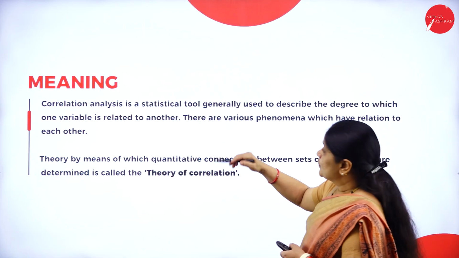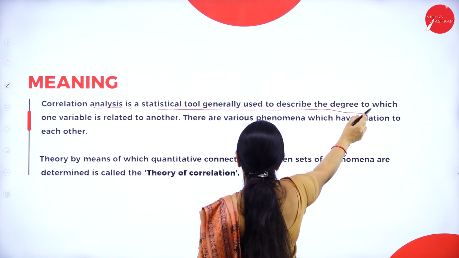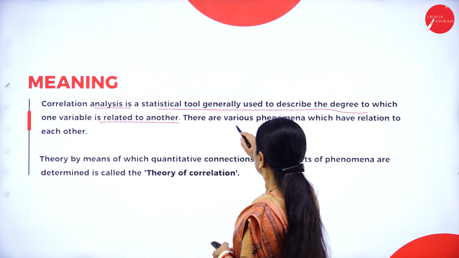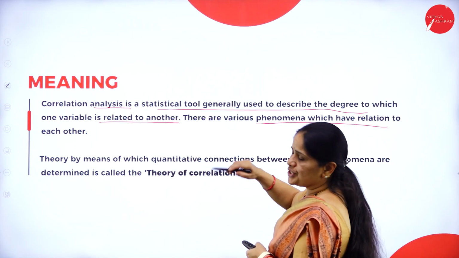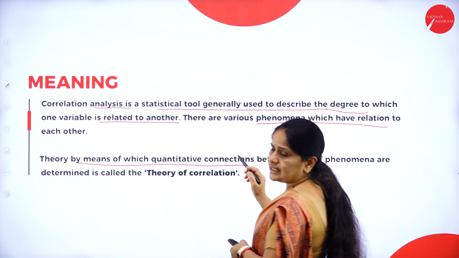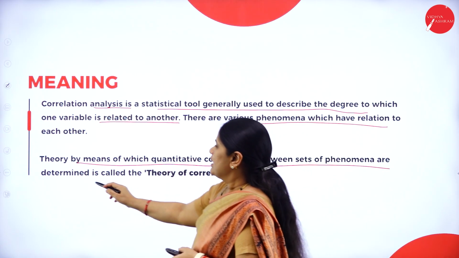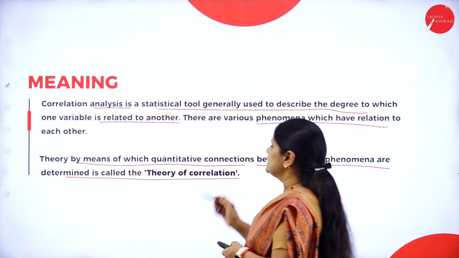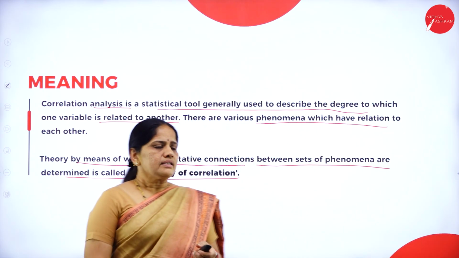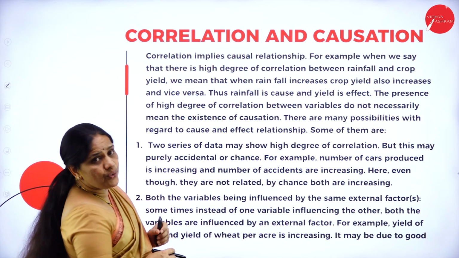Now, we have the meaning of correlation. Correlation analysis is a statistical tool generally used to describe the degree to which one variable is related to another. There are various phenomena which have relation to each other. It is a theory by means of which the quantitative connections between the sets of phenomena are determined, called the theory of correlation. Theory of correlation is the method through which we can understand the relationship between the two variables.